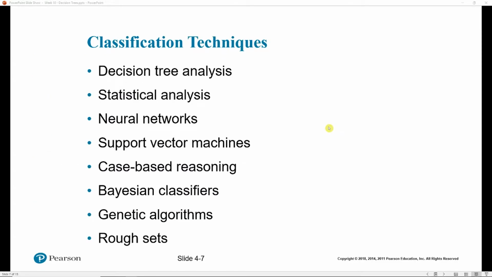Here is a list of classification techniques. We will not be covering all of these in our modules. However, we will be taking a look at decision trees and neural networks, and we've already taken a look at statistical analysis. So these include decision tree analysis, statistical analysis, including regression, neural networks, support vector machines, case-based reasoning, Bayesian classifiers, genetic algorithms, and rough sets.